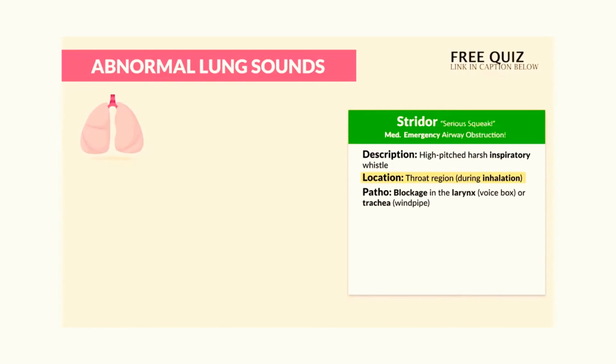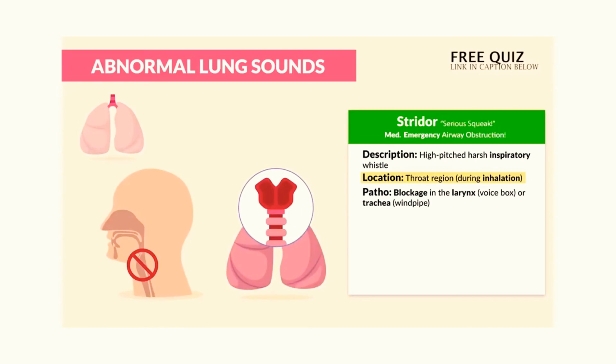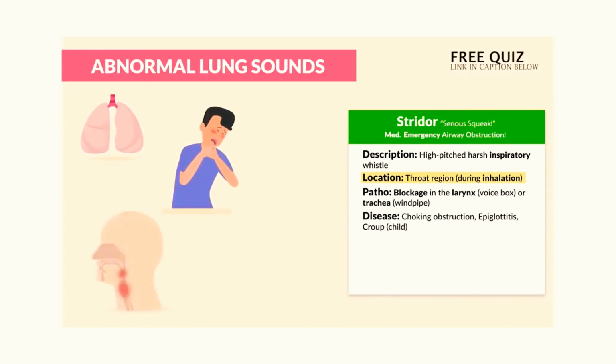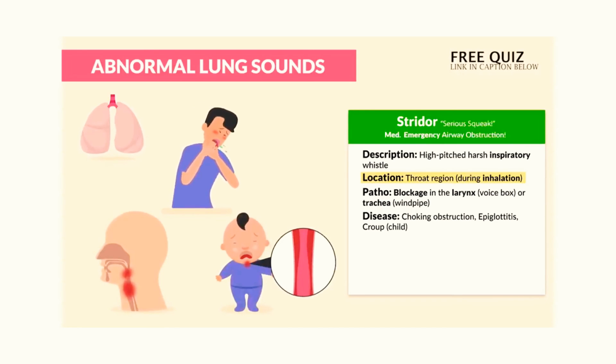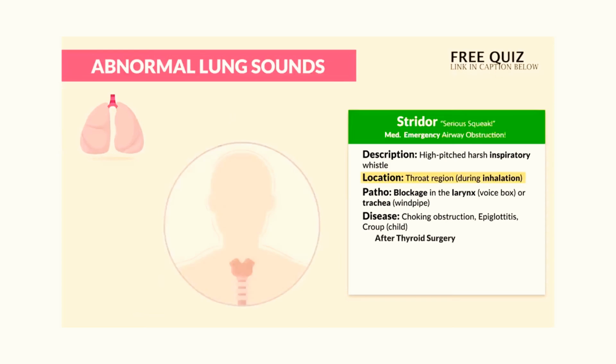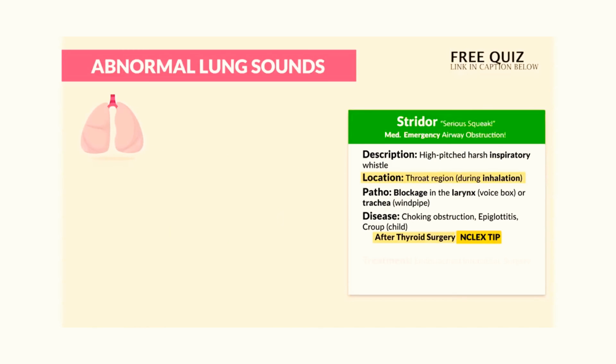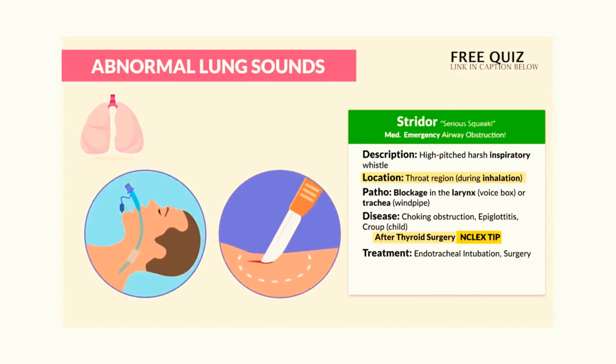And the patho is simple here. Blockage of the larynx, or basically that voice box, or trachea, that windpipe. And it's caused by a choking obstruction, epiglottitis, that inflamed epiglottis, croup, found in kids with a whooping cough, and after a thyroid surgery. This includes thyroid as well as parathyroid. Huge NCLEX tip. I would write that one down. It came up a lot on many different question banks. Now, the key treatment is endotracheal intubation as well as surgery.